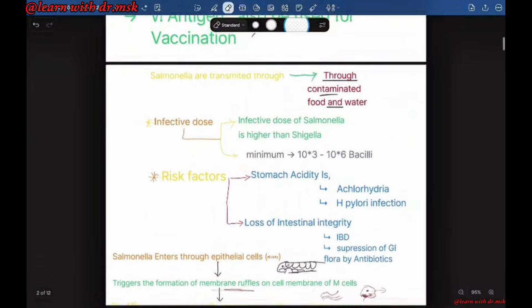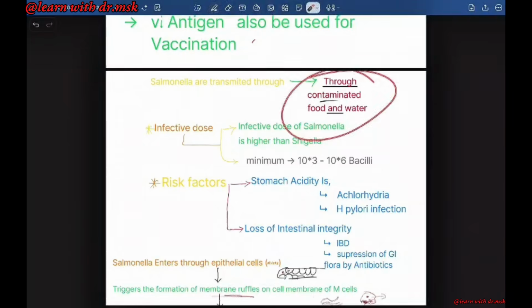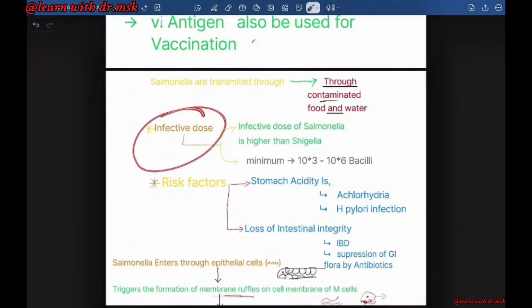Salmonella typhi, how does it come? How does it infect? It infects through contaminated water and food. What is the infective dose? The infective dose is the minimum dosage of bacteria.